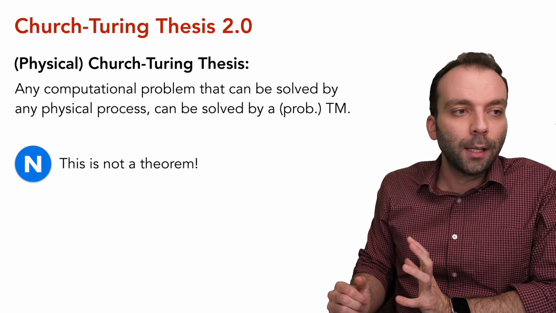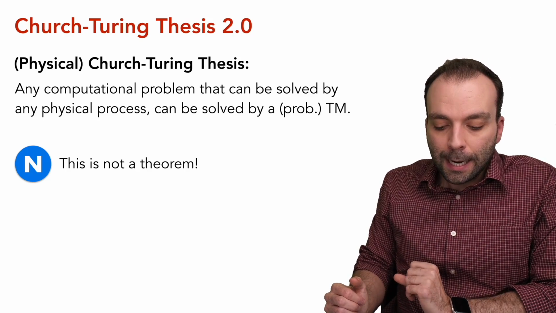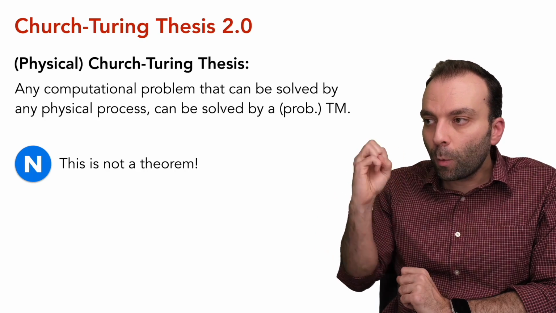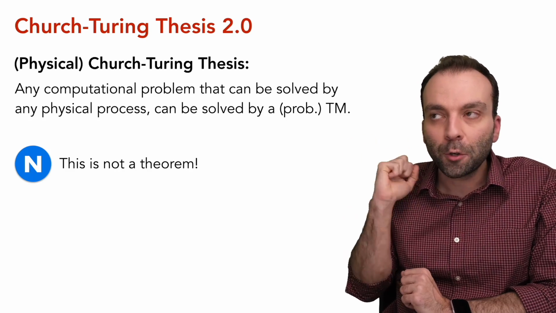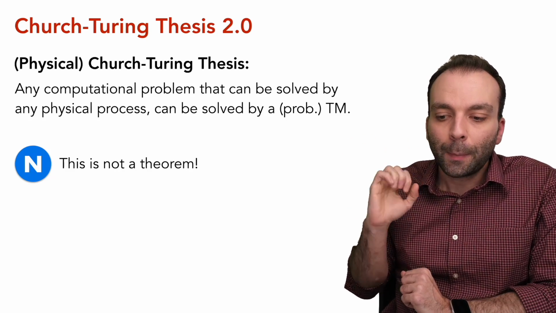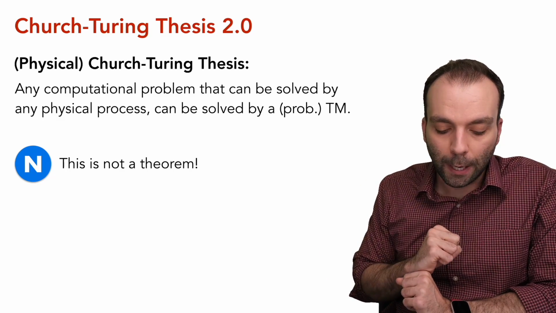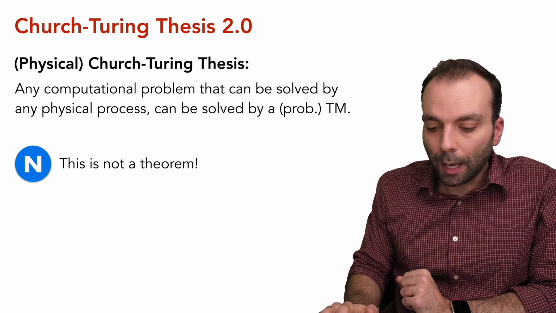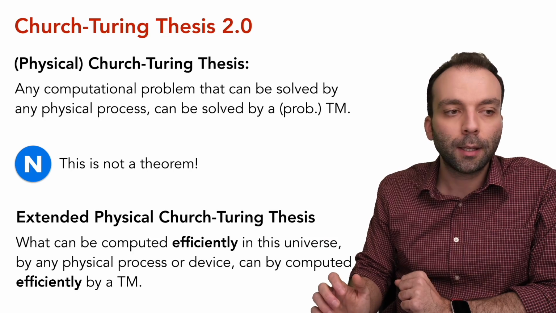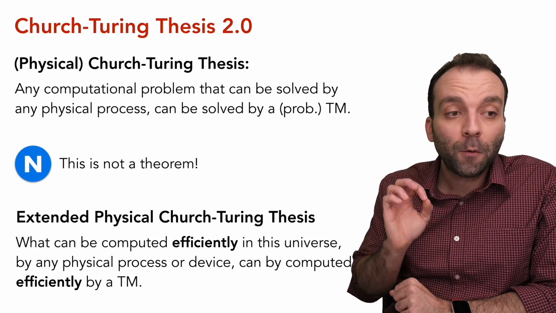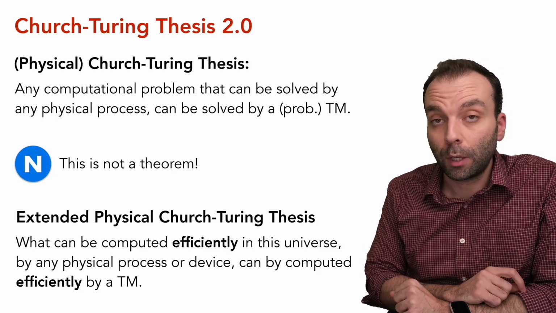Now, it is very surprising, of course, in some sense, that Turing machines are able to do this kind of thing. So in a way, Turing machines seem to capture the computational capacity of the universe. But at the same time, in another important way, they don't. To understand this, let me give you an extended version of the physical Church-Turing thesis. It states: what can be computed efficiently in this universe by any physical process or device can be computed efficiently by a Turing machine.